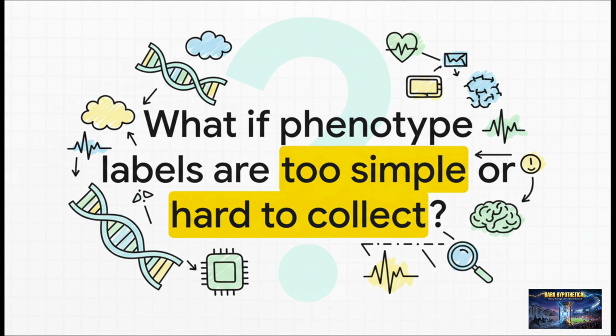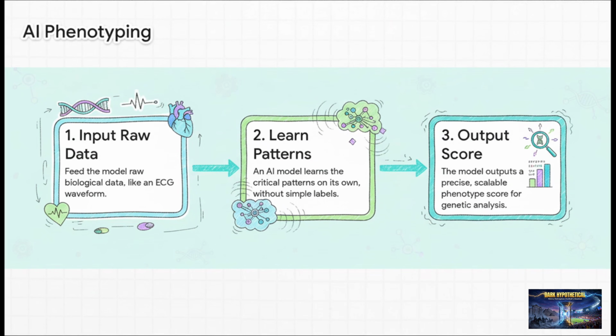I mean, just think about it for a second. Labeling someone as either has the disease or doesn't have the disease is, well, pretty crude, right? Biology is almost always a spectrum. Plus, how are you ever going to get a doctor to sit down and create detailed labels for 1 million people? You can't. It's a massive bottleneck. And this is where AI phenotyping just completely changes the game.